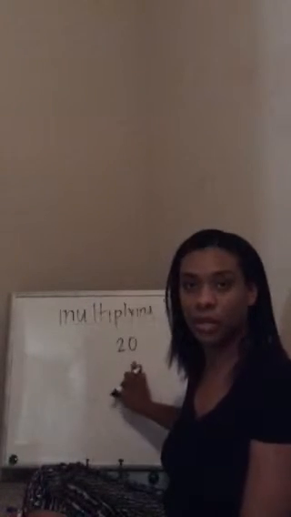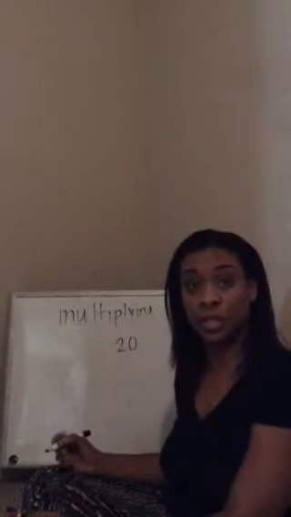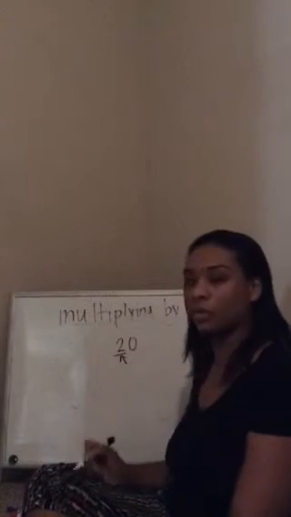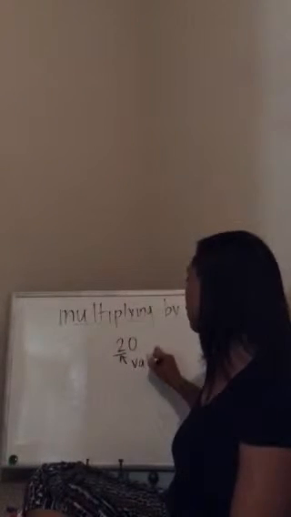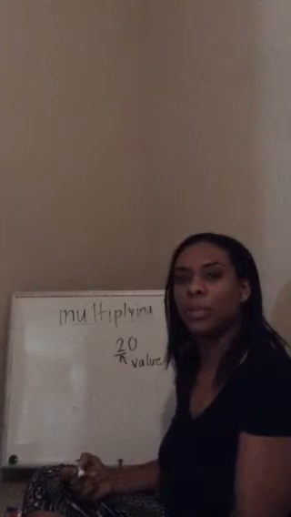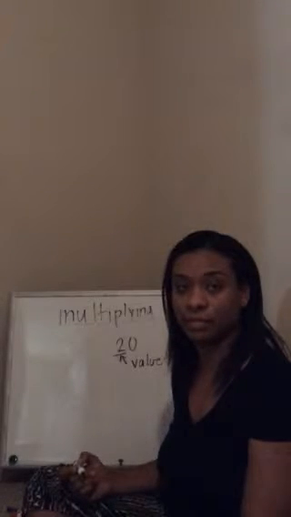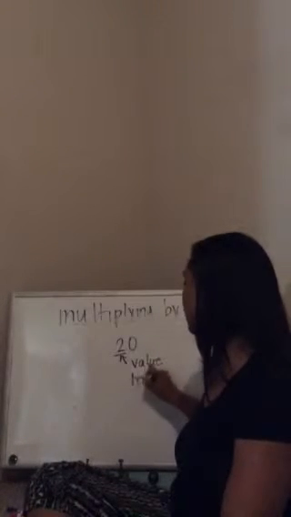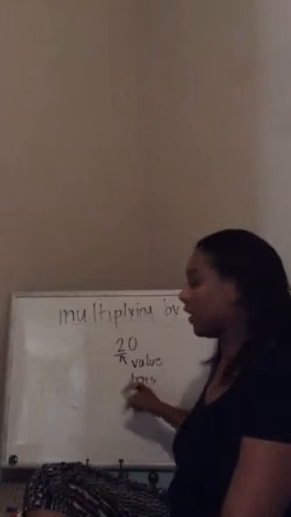So 20 is a number, and we have digits. If you notice that 2 is a digit, what is the value of the 2? What is the value of the 2? What place value is that? If you said tens, you are correct. This is the tens place value.